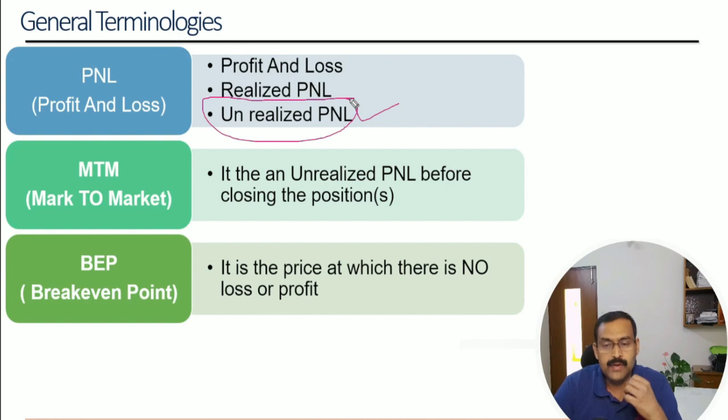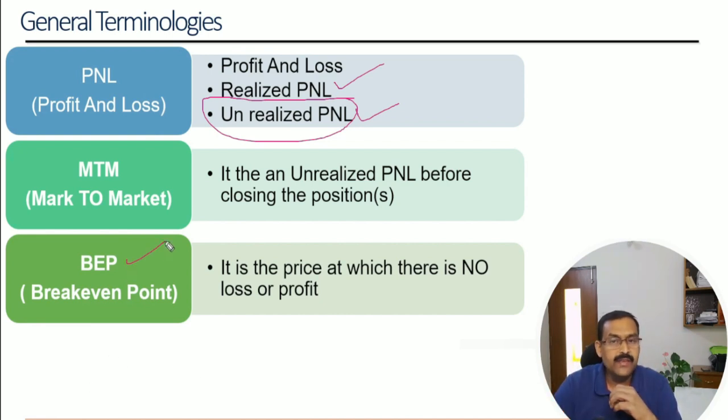The moment you close that particular trade, it can be a profit or a loss, that will be a realized profit and loss. Coming to MTM, M2M is nothing but mark to market. It is an unrealized profit and loss before closing the position. So we keep saying MTM swing is high, MTM swing is low, etc. So that is nothing but the unrealized profit and loss that is shown under a particular trade in your trading system. The moment you close, it becomes a realized P&L for that particular trade.